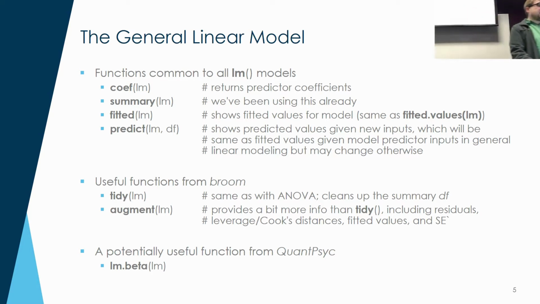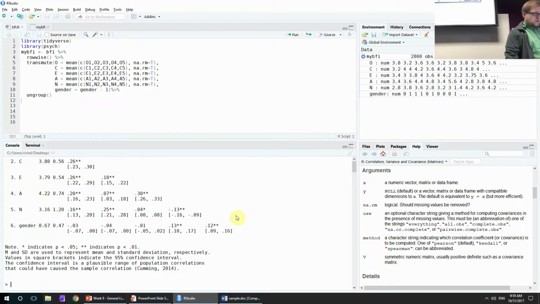There are a bunch of functions that will work on any given LM. So once you do LM and give it a formula, you have what you would call a model object, an LM object. And all of these commands where you see LM after them will work on that model object. So if I kick back over to RStudio, and I create a model, and I'm going to say linear model, what do we want to do? Let's predict O from the others.